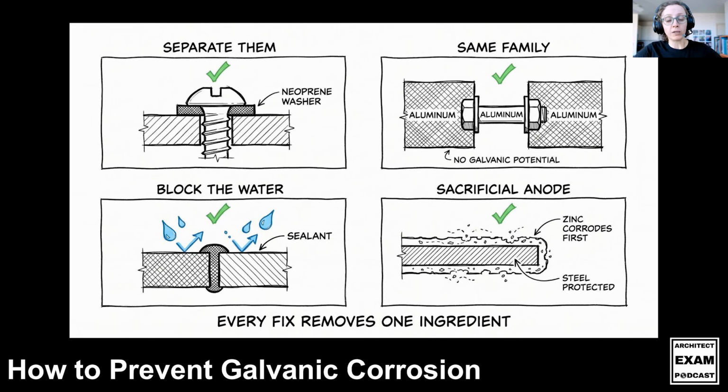If you can keep water from bridging between the two metals, the reaction can't happen. No electrolyte, no corrosion. And here's a quick trick on coatings that's highly testable. If you can only paint one of the two metals, paint the noble one. Paint the bully, not the victim.